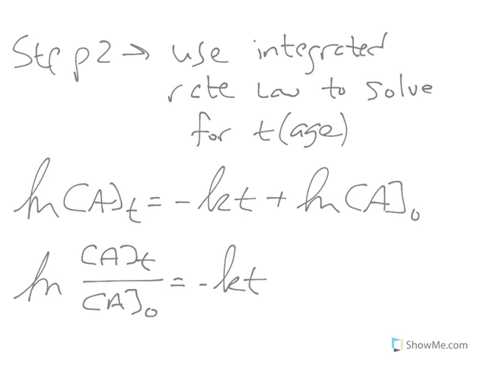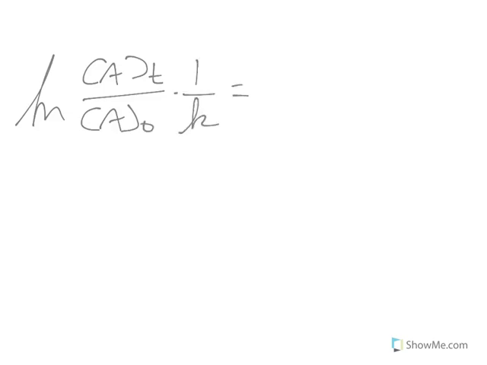Now, remember, I'm solving for T here, so I need to divide both sides by K. And once I've finished with that, I'll have ln of AT over A0 times 1 over K equals T. And T is my age. Pardon me, that should be negative K. Don't forget about that negative sign.